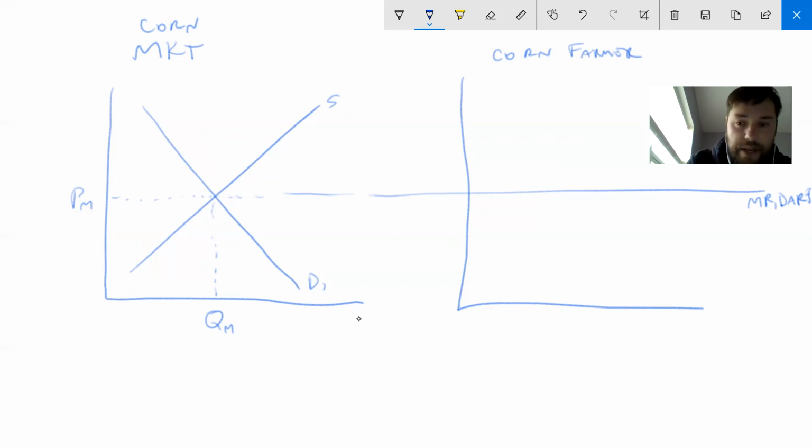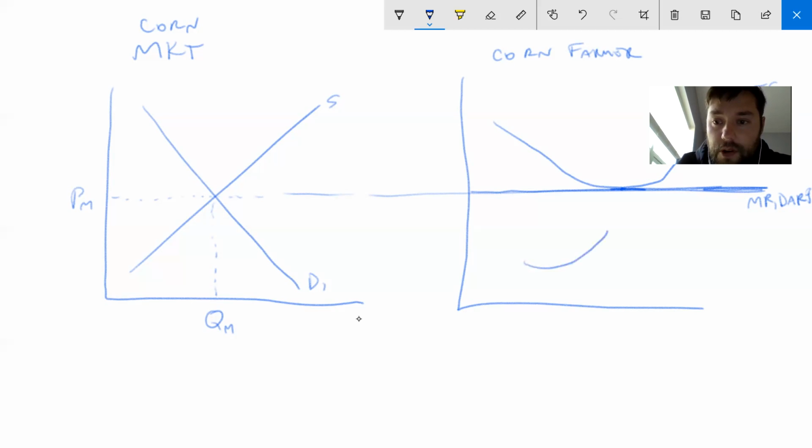Okay, so now we got to have the representative corn farmer, and we are in equilibrium, right? In a perfectly competitive market, nobody is making any economic profit, right? So we're going to draw average total cost curve. This should kind of touch here. Let's thicken this up just to make that clear. All right, and then we've got marginal cost curve comes through the minimum point there.